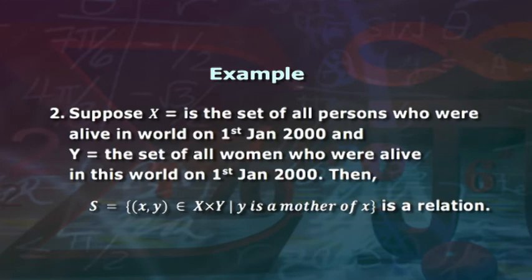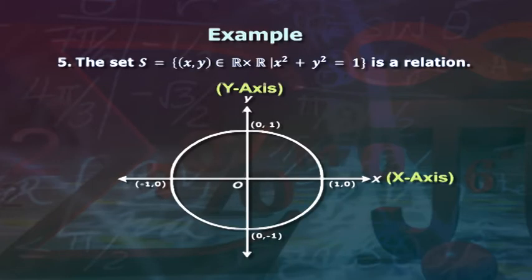In example number 2, if x is a person who was alive on 1st January 2000, but whose mother had died and was not there on that day, then for such x in X there is no y in Y such that (x, y) is in R. In example 5, it is very clear that if we take x greater than 1 or less than minus 1, then for such x there is no real number y such that x square plus y square equals 1, and therefore, there is no y such that (x, y) is in R.